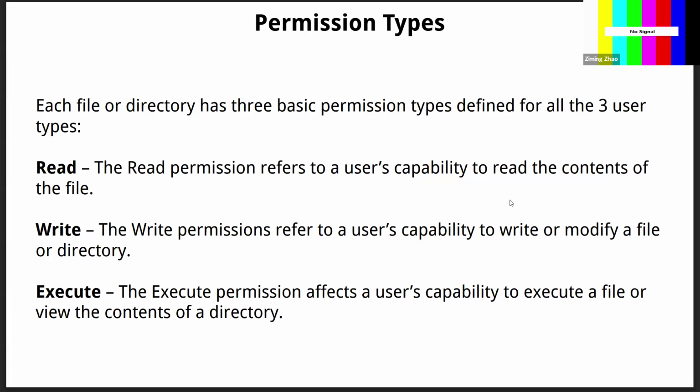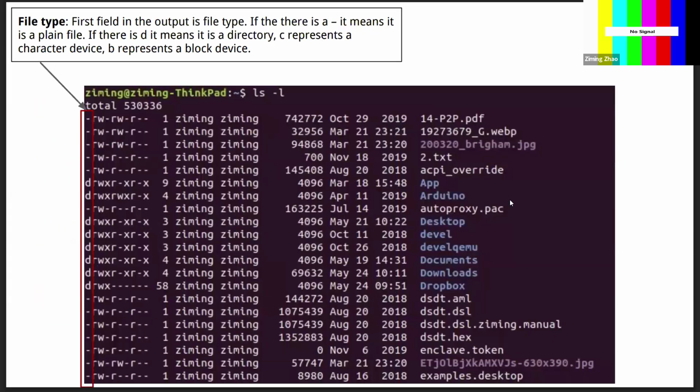Okay, so this is not related to the memory management thing. This is in the file system. Read means you can use a tool to read the content of the file. Let's say we do a cat. You are reading the content of the file. Write means you can change the file. Execute means it is an executable. It's a program, you can run it. That's it.